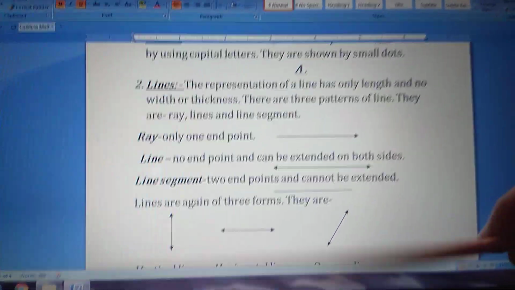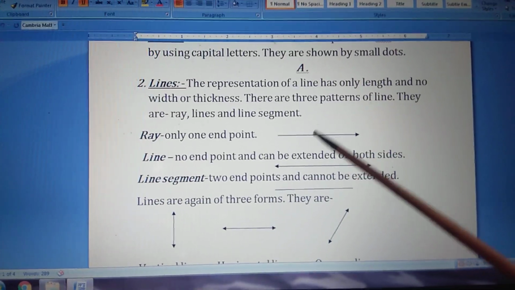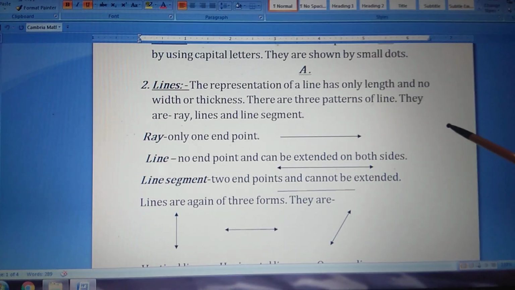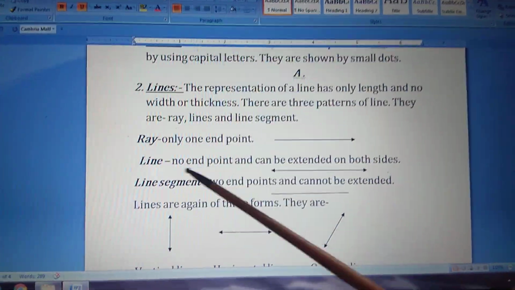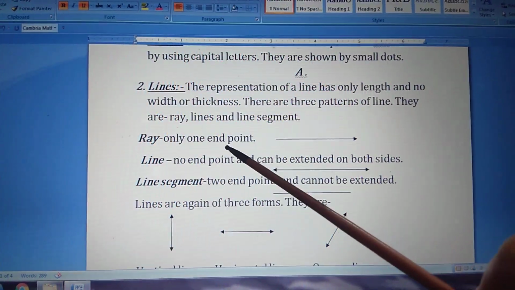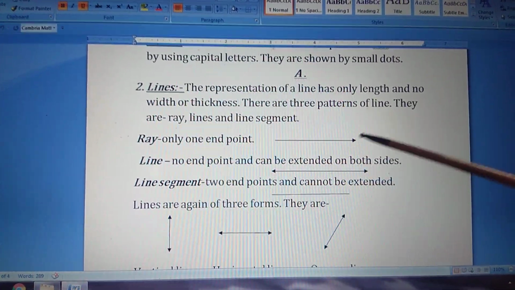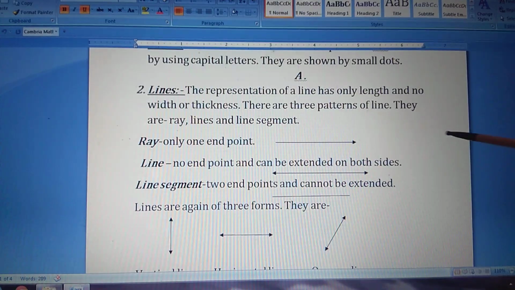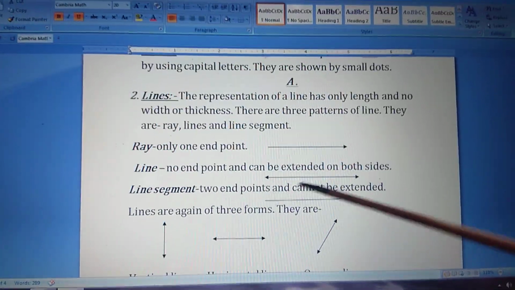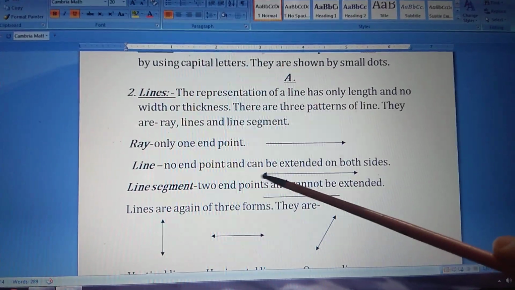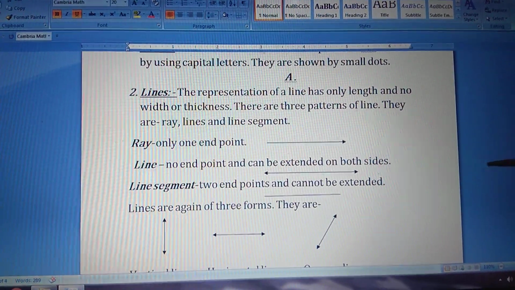Now what are rays? This is a ray. A ray can be extended on one side only and one point is ended. So a ray has only one end point. This is the end point, and if we want to extend this ray, we have to extend it in this direction. A line has no end points. That means it has arrowheads on both sides and it can be extended on both sides.